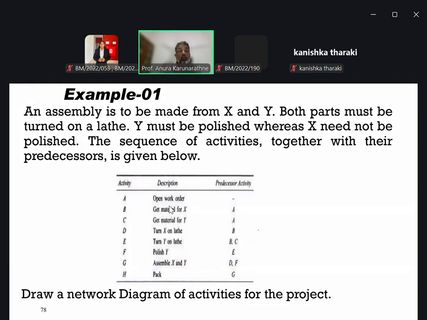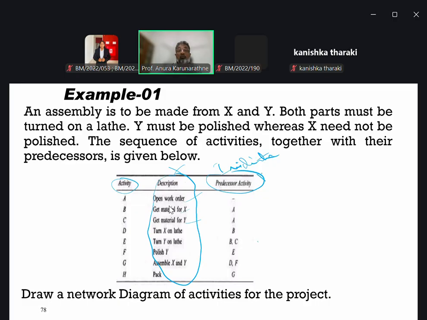Again, this is regarding the activity. What is the activity? Sequence of activity. You are given activities here. Is it clear? Can you see this? Open work order, get material for X. Likewise, you are given a number of activities. It is important to know the idea behind that, so we can compare the activity and the predecessors. This is called the immediate predecessor.